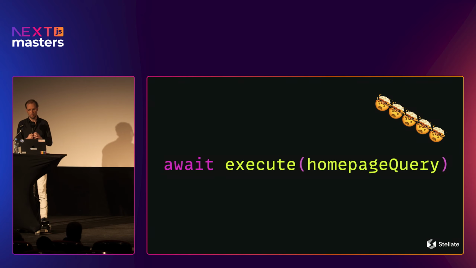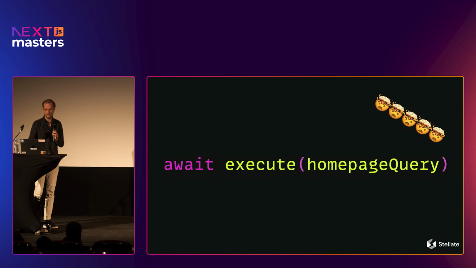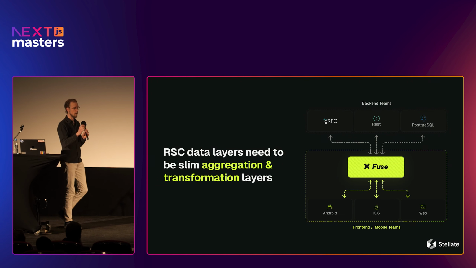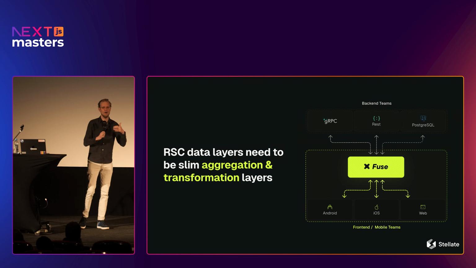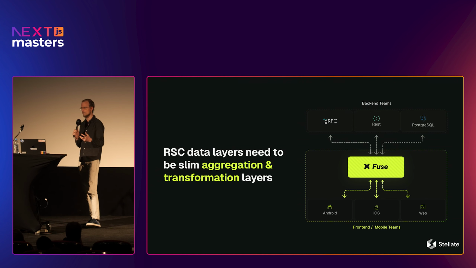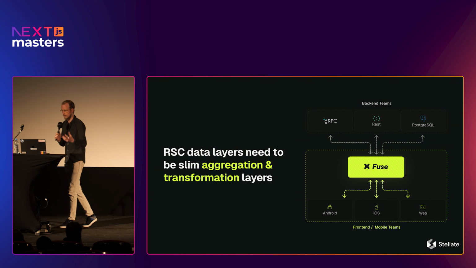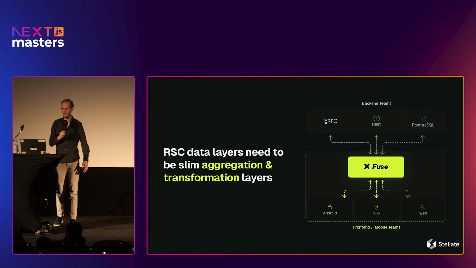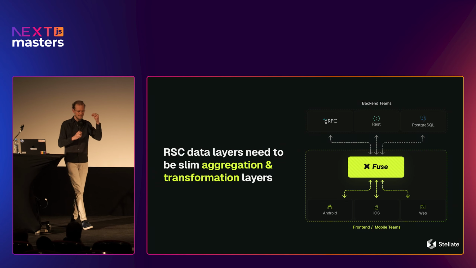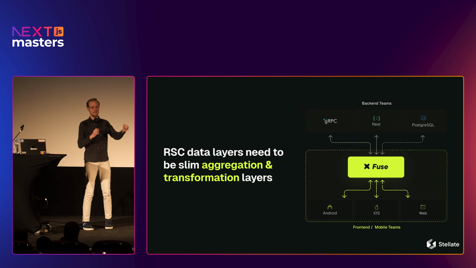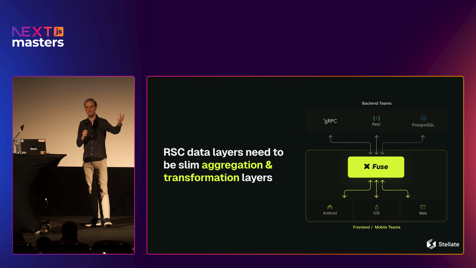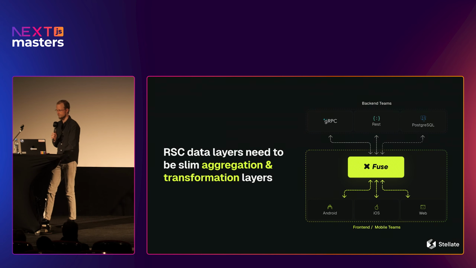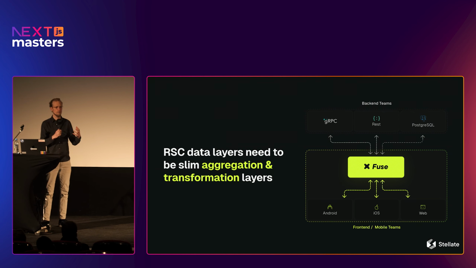Now, importantly, when you build a data layer for React Server Components, you want it to be as slim as possible an aggregation and transformation layer, right? I was saying how at scale, you have many different data sources that you're fetching data from: microservices via gRPC, other REST APIs, other data stores, Postgres, etc. Now, you want to spend the least amount of effort creating that data layer as possible, right? You want to take those sources and turn them into an API and a data layer that works for what you need. What's interesting is there's solutions for this out there today, right?